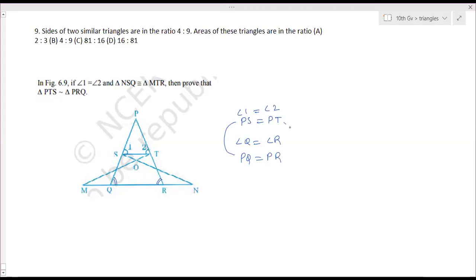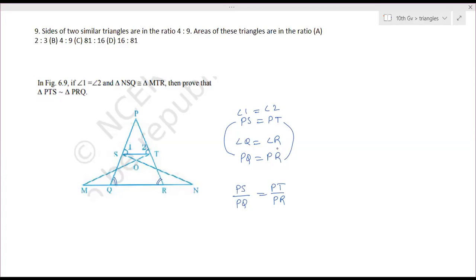Take the ratios of these two. They should be equal. PS by PQ is equal to PT by PR. And angle P is common. Ma'am, so we can say that ST is parallel to QR, right? Yeah. Clear?